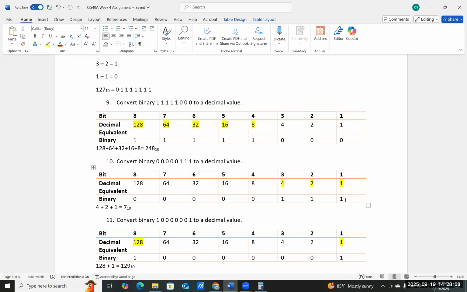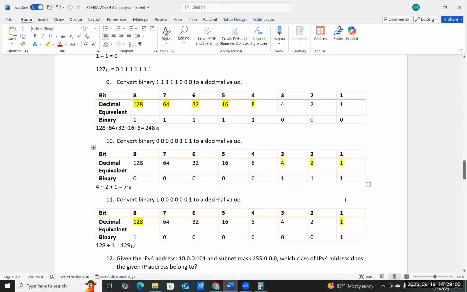So as you become more familiar with the scale, if you know the placement of the bits and the equivalence value, you can quickly solve it. So if we convert this binary value into a decimal, again, we place it onto the scale. We look at the bits that are on, and we add the equivalence value of that bit. 128 plus 1, which gives you 129.